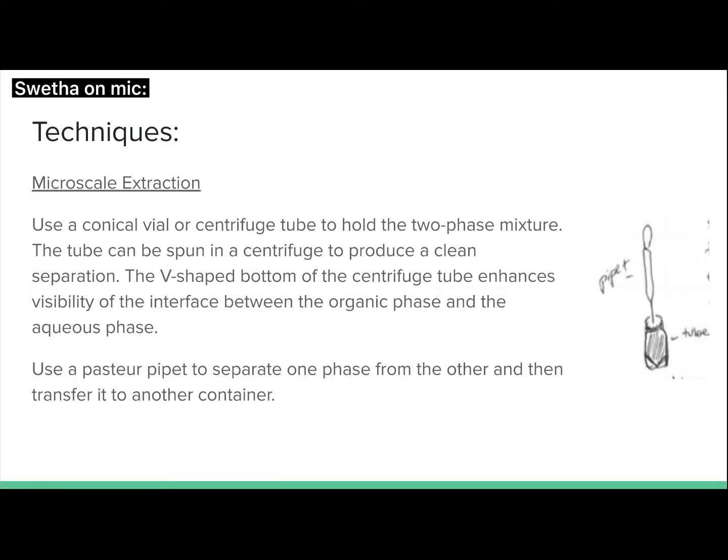The second technique being used is microscale extraction. Use a conical vial or centrifuge tube to hold the two-phase mixture. The tube can be spun in a centrifuge to produce a clean separation. The V-shaped bottom of the centrifuge tube enhances visibility of the interface between the organic phase and the aqueous phase. Use a Pasteur pipette to separate one phase from the other and then transfer it to another container.